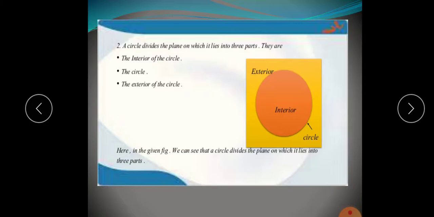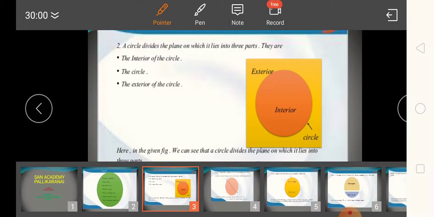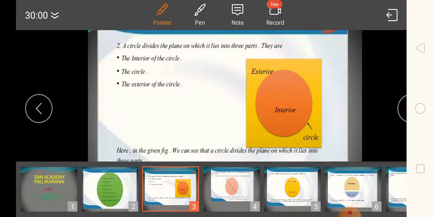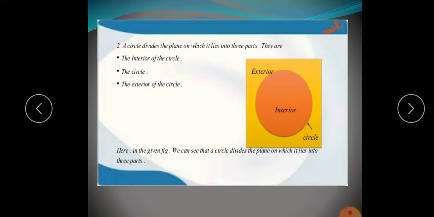So let me see what is a circle. A circle can be divided into three parts, as we know: one is interior, one is on the circle, and one is exterior. Suppose A is a point interior of the circle, then point A is interior. And some point B is the exterior of the circle. In the given figure we can see that a circle divides the plane into three parts: interior, exterior, and on the circle.